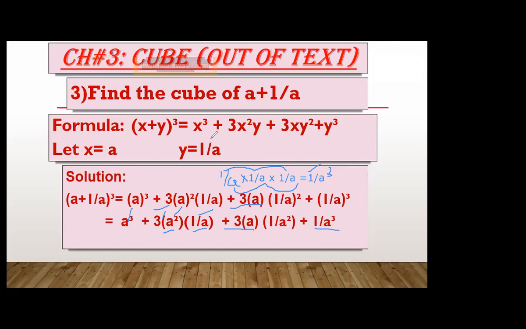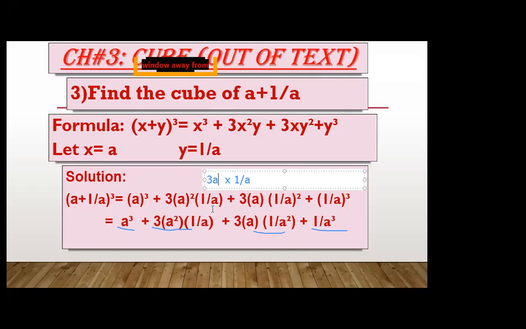Last step is, what is the last step? Just simplify it. Just remove the bracket. Better let me explain this step to you. First and the last term will be written as it is. Here we have to solve the second and the third term. In the second term, what is written here? It is written 3a square into 1 over a.